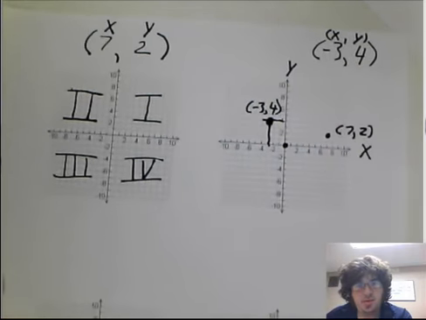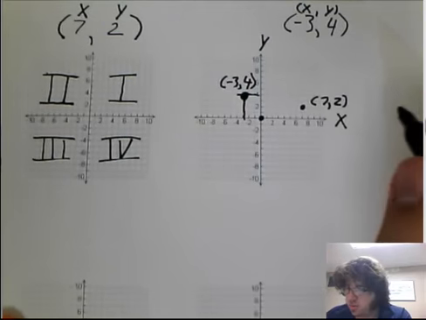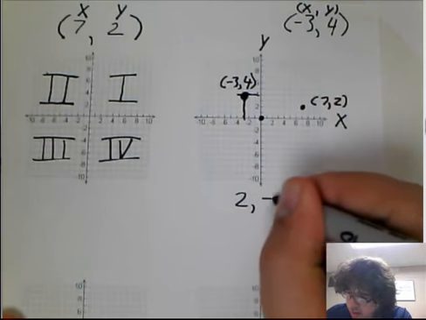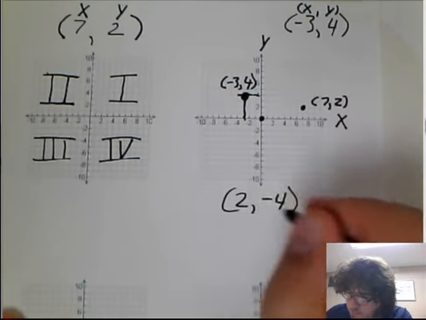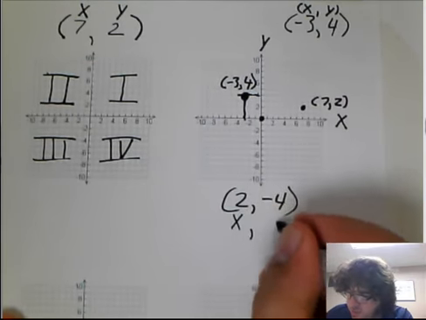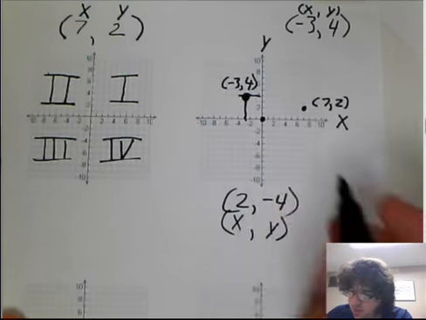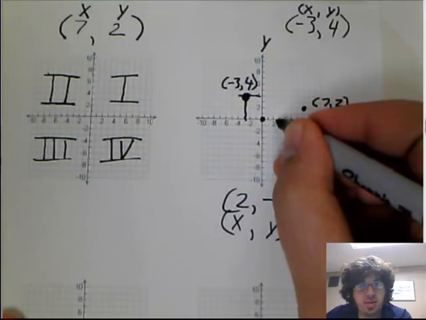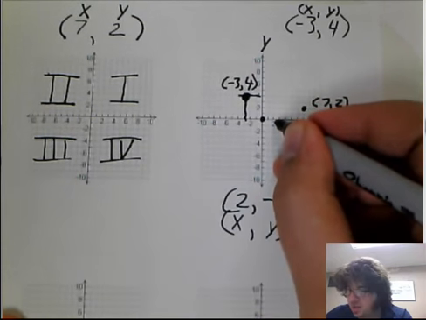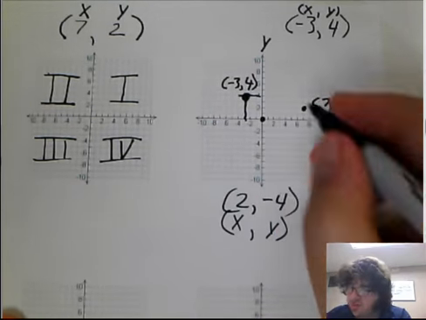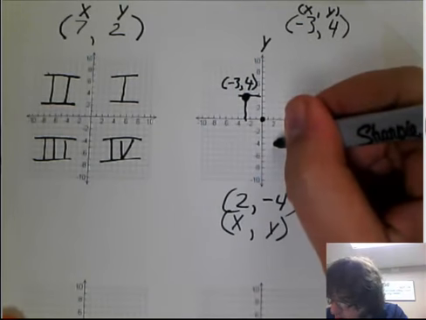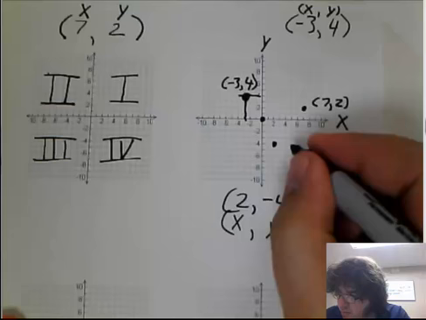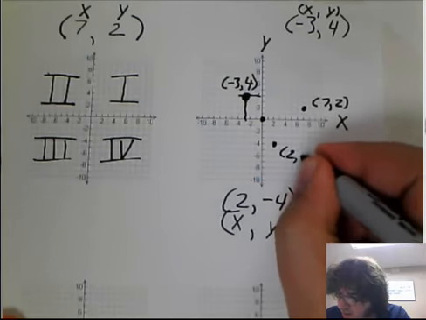Okay. Now let's look for this point. Let's say (2, -4). Again, my x is first, my y is second. 2, I come over to 2 on my number line, or on my axis. And now I need to go to a -4, which is going to be down here. So this is the point (2, -4).